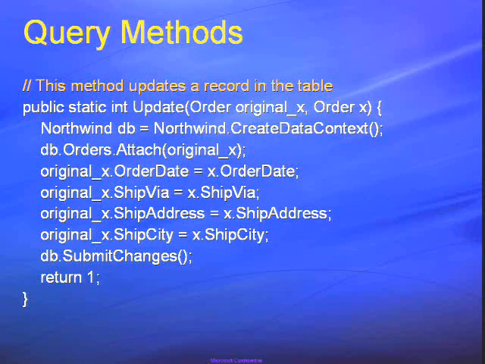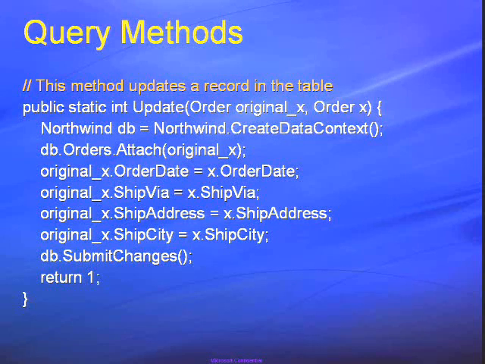So in this case, the object data source passes in an original object and a new object, and we'll create a data context. And the first thing we do is actually attach this original object. So this is a feature of DLinq that was basically written to support the web scenario, where you don't actually have the object that you selected in the first place, but you want to reestablish that object's connection to the database at some future point.